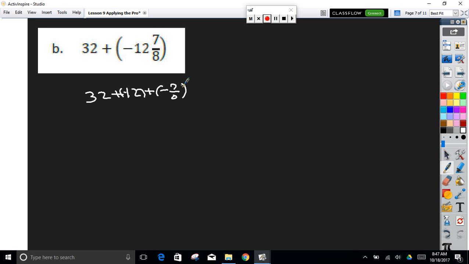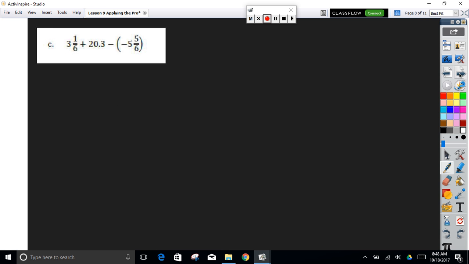And I changed it. Okay, is everyone with her with what she did so far? Okay. And then I added these together to get 20 plus negative 7/8. Guys in the back, please don't talk. And then I did 20 plus negative 7/8. I got 19 and 1/8. Okay, very good. Any questions about any of the steps? Okay, good. Letter C.